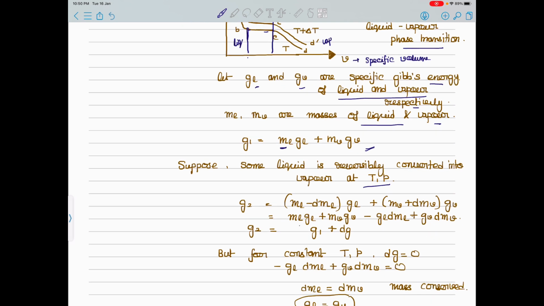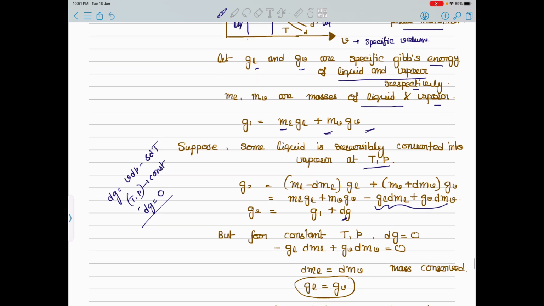Ultimately if I solve it, it comes out to be MLGL plus MVGV minus GL dML plus GV dMV. MLGL plus MVGV we have already seen, so this is G1, and let us consider the other term as dG. So G2 becomes G1 plus dG. But for constant temperature and pressure, we know that dG is equal to 0. Why? Because dG is nothing but VdP minus SdT. So at constant temperature and pressure, dG is equal to 0. This is known from the concept of thermodynamic potentials.